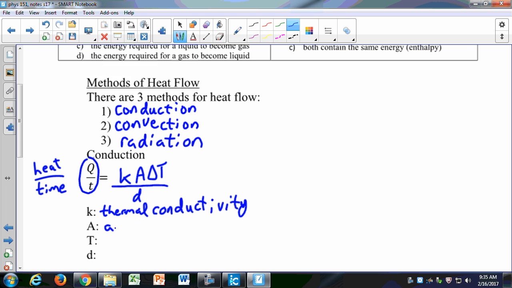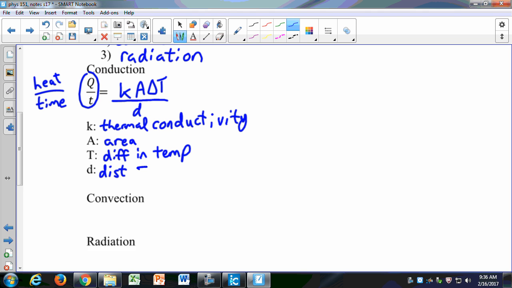K is the area. Delta T is the difference in temperature. And then D is the distance between the two objects. So if we look at these, and you guys have said a lot of these already, if I increase my area, which is what Dre was getting to, that if I increase my surface area, then in fact, he was right, that our rate of thermal energy exchange does increase.